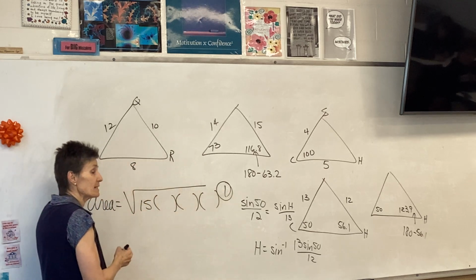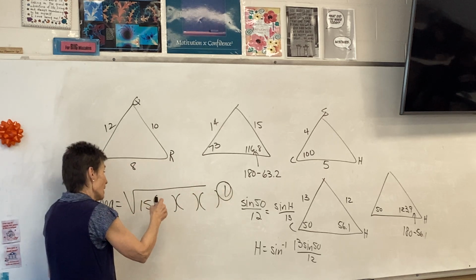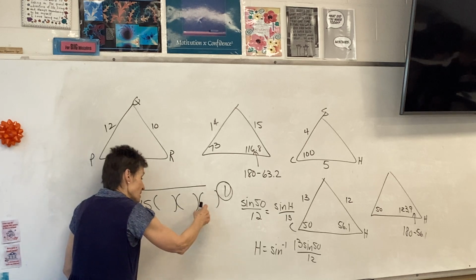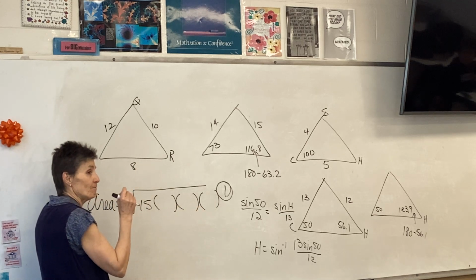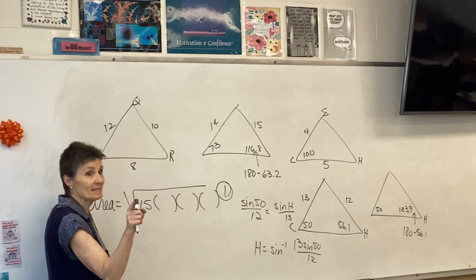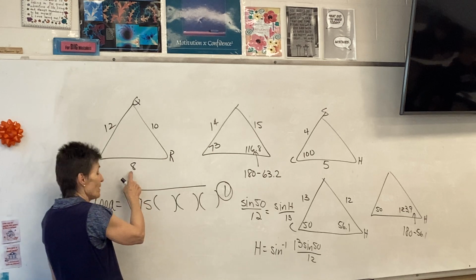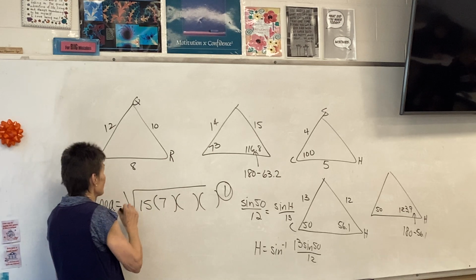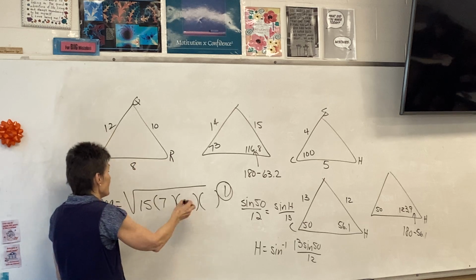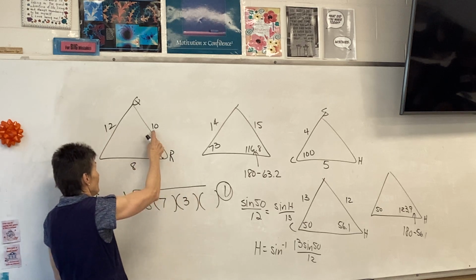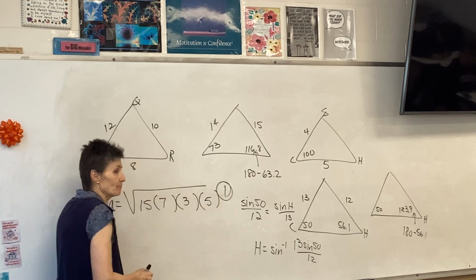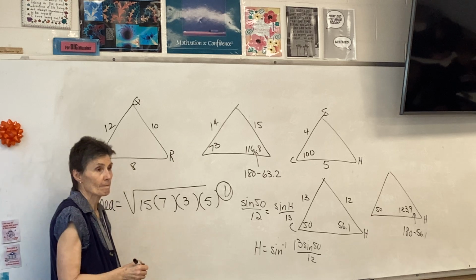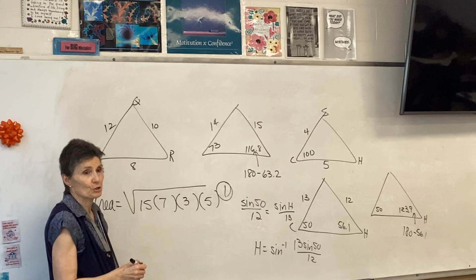Now, let's pay attention. What goes in these parentheses? Wait, hold on. I did it wrong. 15 minus each side. Yeah. So 15 minus 8, 15 minus 12, and 15 minus 10.